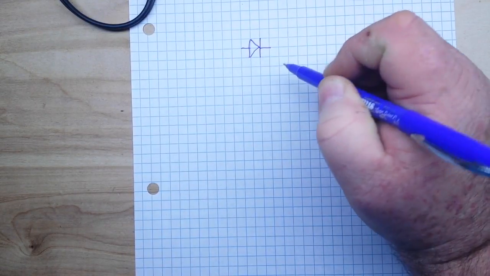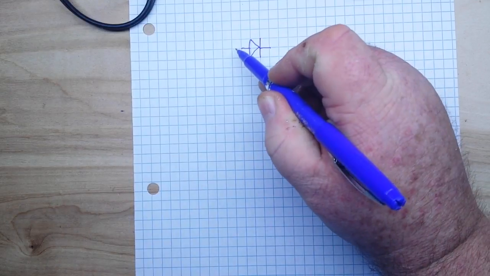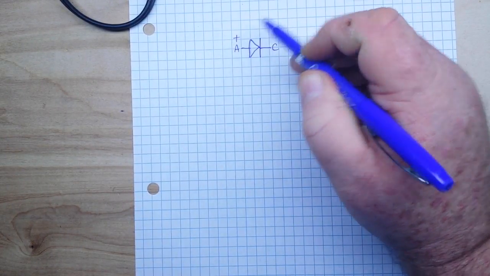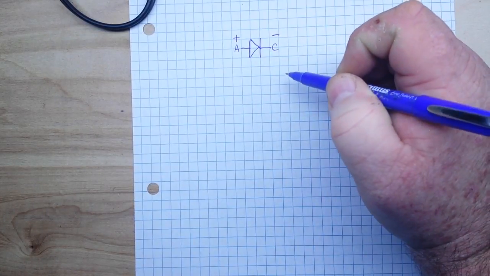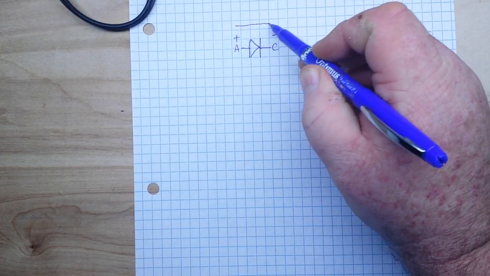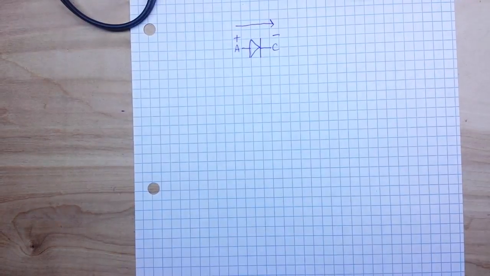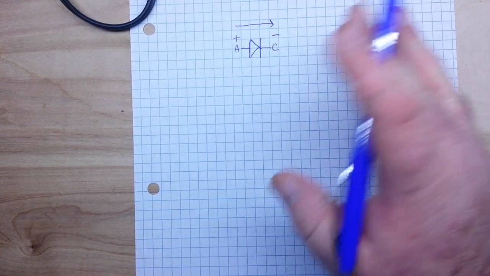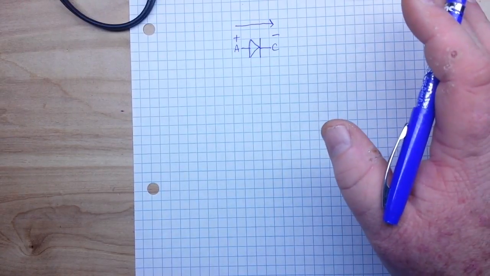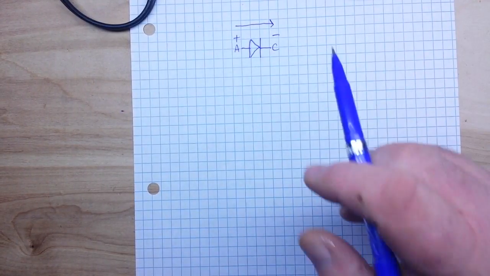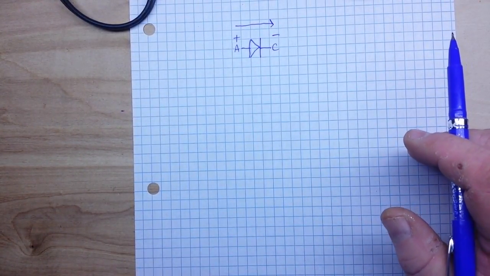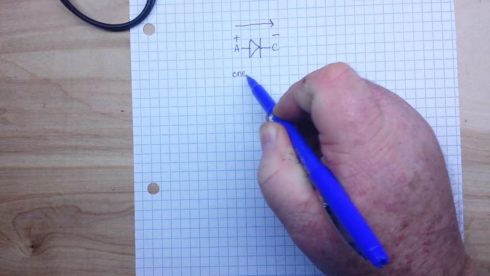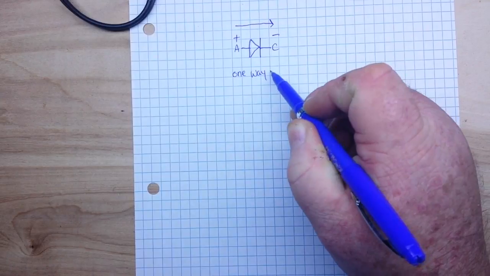There is our diode symbol. This is the anode. This is the cathode. If you want to think about it, this is the positive, that is the negative, and electricity will only flow in that direction, unless and until you reach the breakdown voltage of the diode. But we're not getting into that. We're simply talking about normal circumstances. So basically, our diode is a one-way valve.